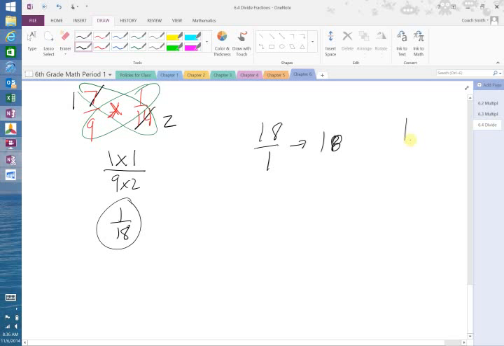But 1/18 means that you only have 1/18 of a dollar, which would be roughly 6 cents. So that would not be the same as $18.